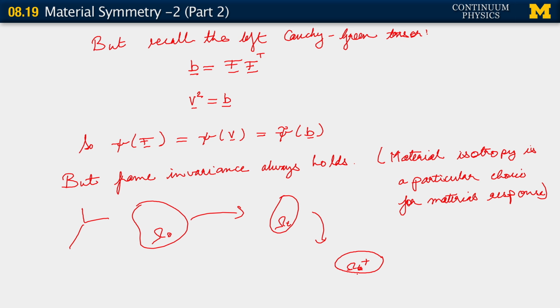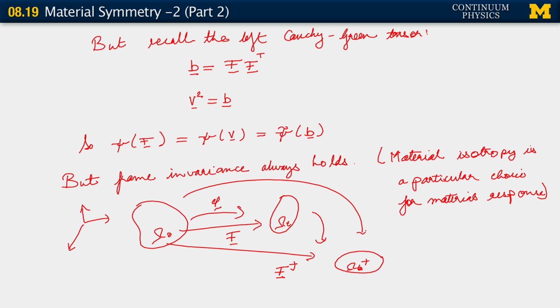Okay, this is frame invariance. This was F, that was F plus. And the relation, if this is phi, that is phi plus, which is C plus Q little x. Okay, remember all this.